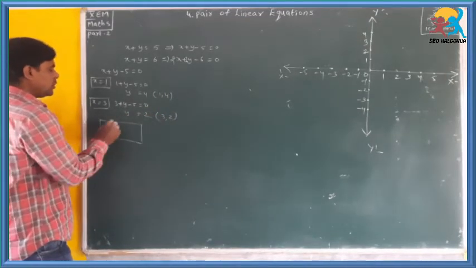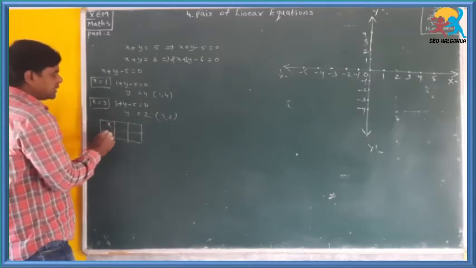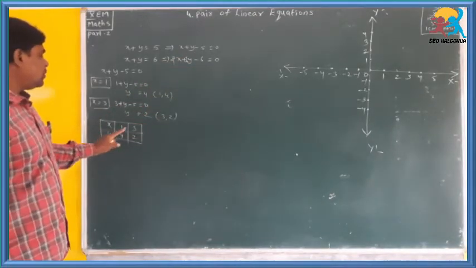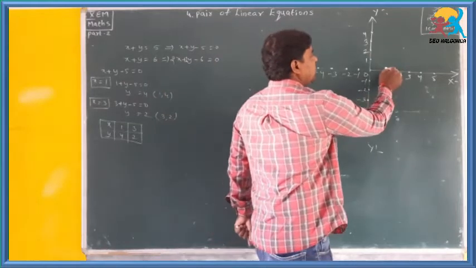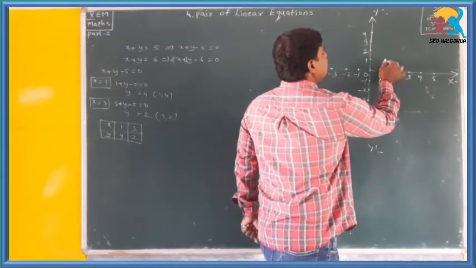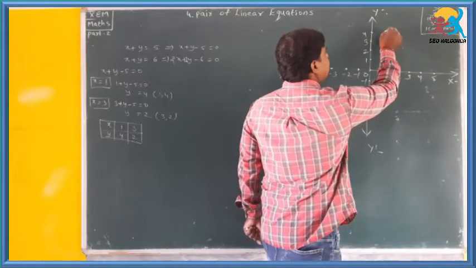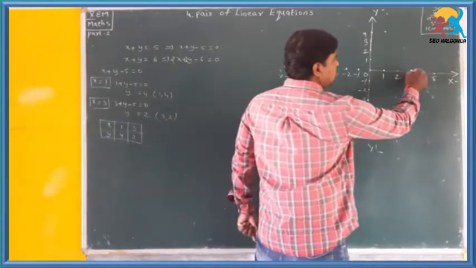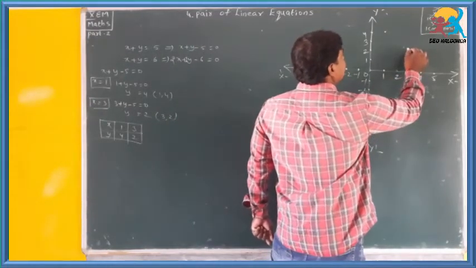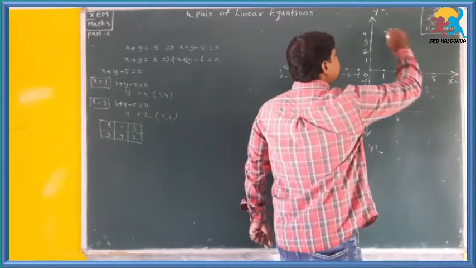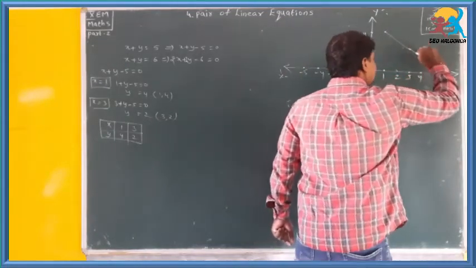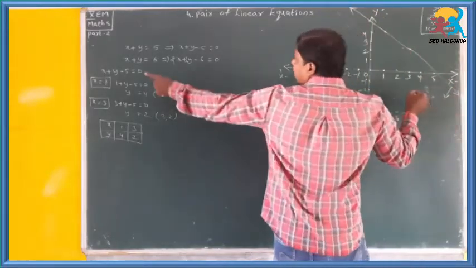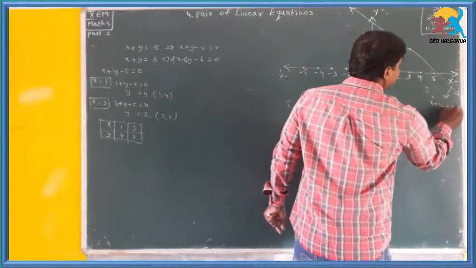After getting this, we have to draw a table. There you have to write x, y. This is 1 comma 4 and this is 3 comma 2. We will draw the graph for these points. 1 on the x axis, from here you have to look at the y axis, and wherever you get 4, there you have to stop. Here I got 4, that is why I have stopped here. And the next one, that is 3 comma 2. So, on the x axis take 3, and from here look at the y axis, and this is the point. Join these two and produce on either side, and this is x plus y minus 5 is equal to 0.